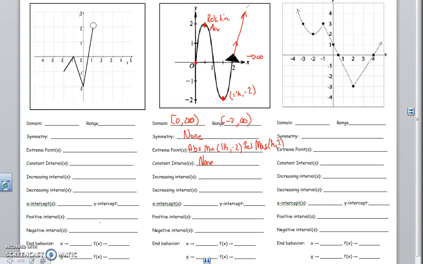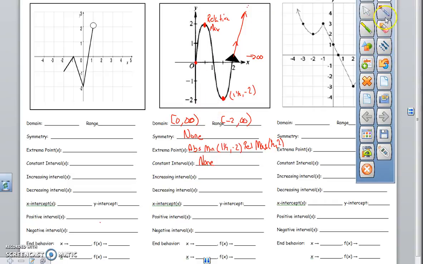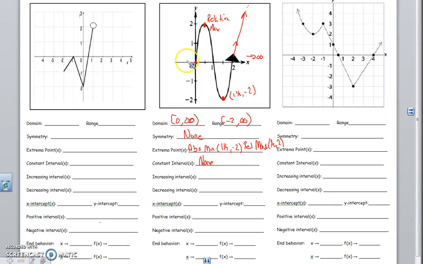Increasing intervals, so there's a few of these, so let's change colors here. What you have to look at is, where does my graph change from going up to then going down? So you can see here where it changed. If you split your graph up like this, you can see that it's going up from here to here. Make sure you use your x values. So from 0 to 1/2, the graph goes up.